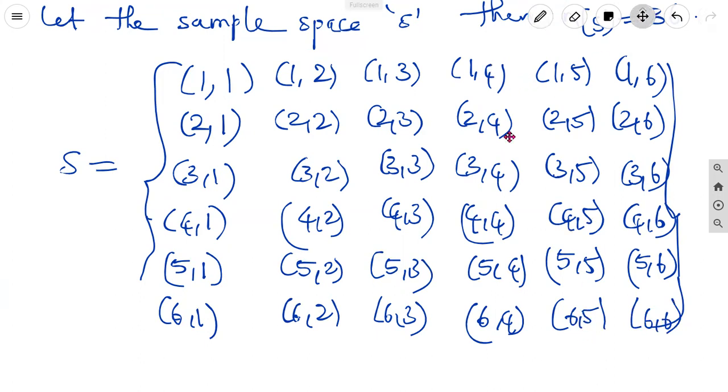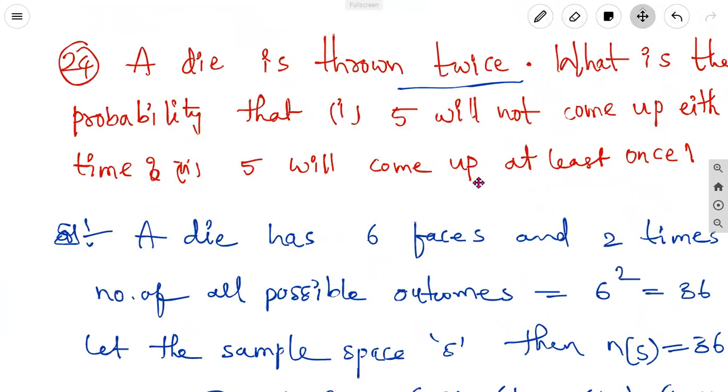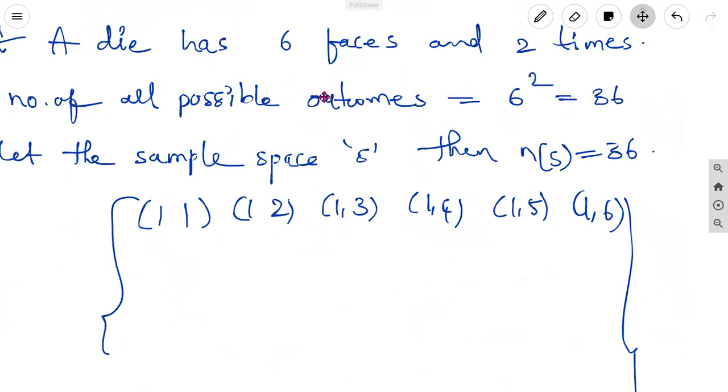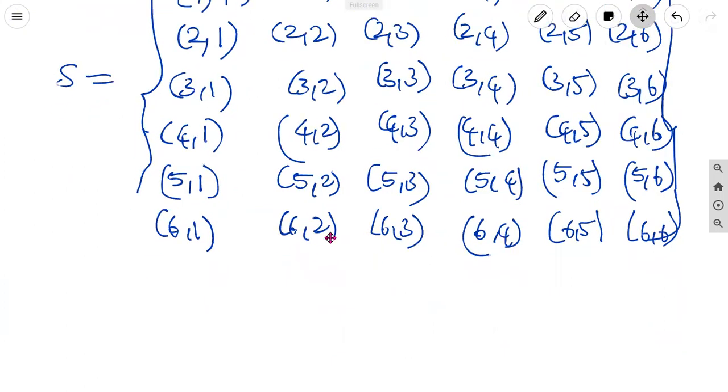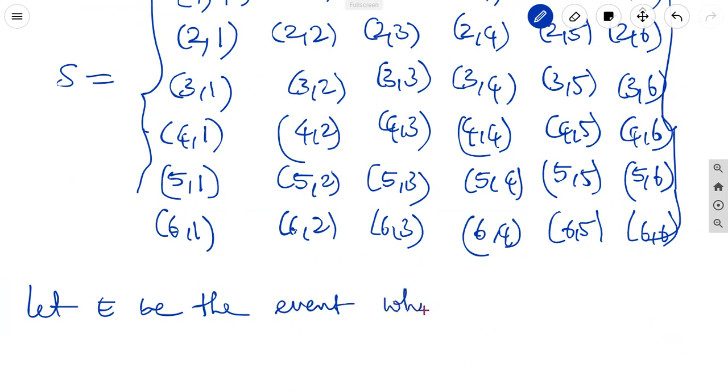In this, what is the first case? 5 will not come up either time. No 5 in the outcome. Let E be the event which is not occurring of 5 either time.